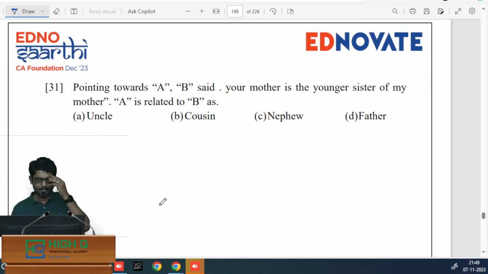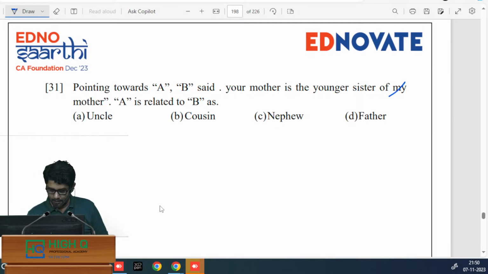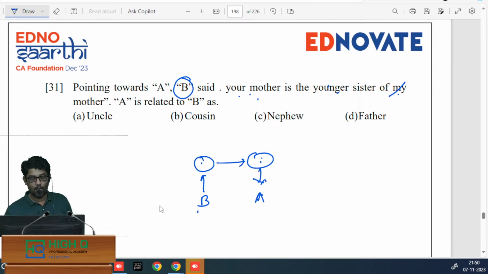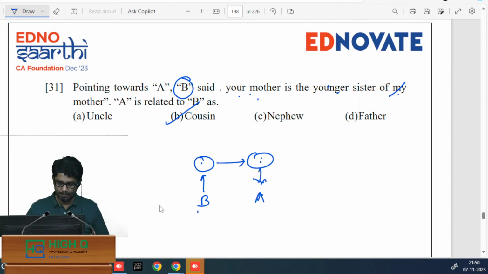Pointing towards A, B said, your mother is the younger sister of my mother. Who is making the conversation? B. So from B's point of view, my mother has a younger sister. Next one is mother. Your mother is the younger sister of my mother. How is A related to B? Cousin. Ritika, wait another 5-10 minutes, we will complete it.